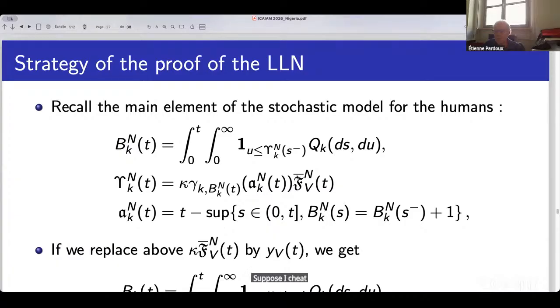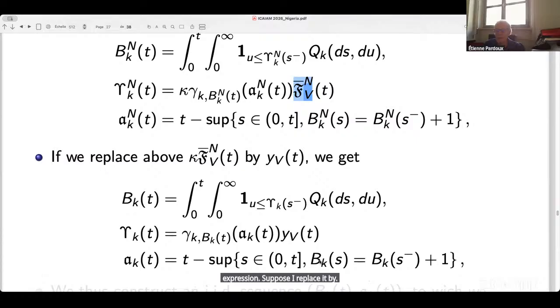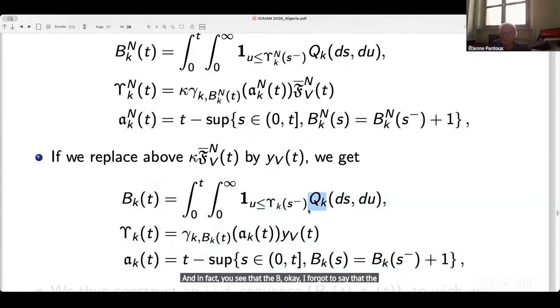Suppose I cheat and I replace this annoying term, which is a complicated expression, by its limit as n goes to infinity. As n goes to infinity, this quantity converges to yv of t, which is deterministic. So now, if we look at this, it is rather easy to see. Now you see I don't index those by n anymore. There is no index n. And in fact, I forgot to say that the Q_k for various k are mutually independent, all the same law, IID.